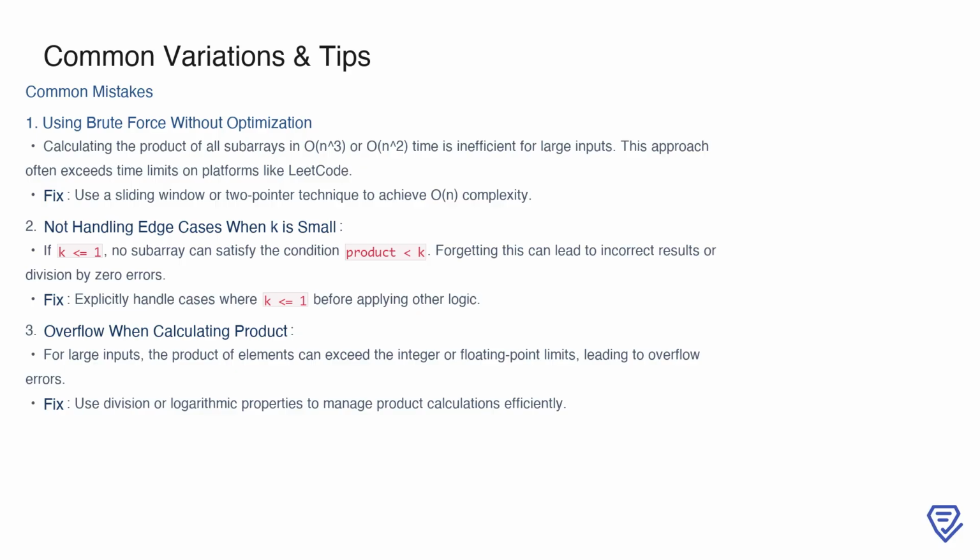Lastly, overflow errors can occur when calculating the product of large numbers, especially with larger input sizes. A good way to prevent this is by using division or logarithmic transformations to manage the product calculations more efficiently.